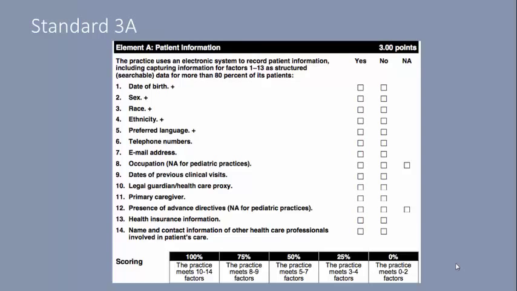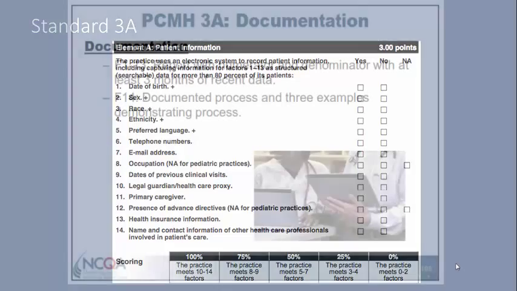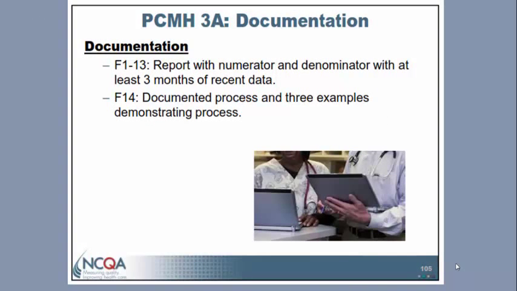To prove that you are meeting this element, you have to produce a report from your EMR showing that for more than 80% of your patients during a certain time period, whether it be 3 months or a year, you've collected each of these items. If you look at the box at the bottom of your screen, if for some reason you're not collecting all this information, you can still get all 3 points by meeting 10 or more of the factors. So you can give up a few of these and still get all 3 points from this element. 3 months of data is what NCQA is looking for.